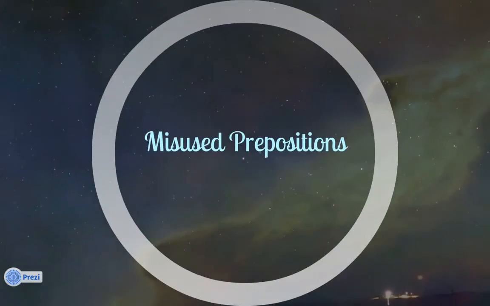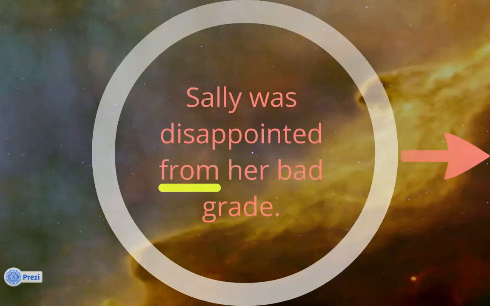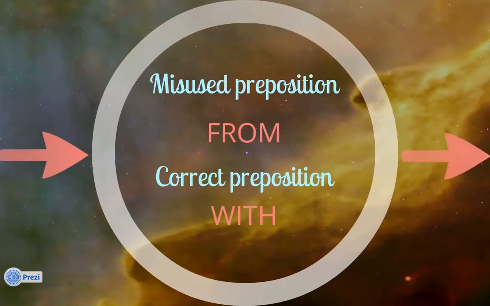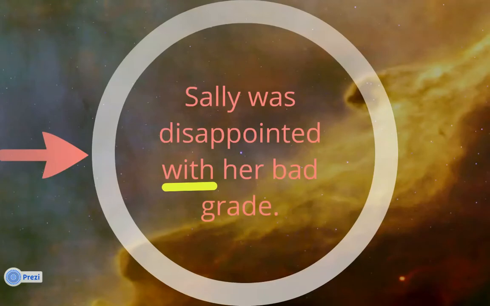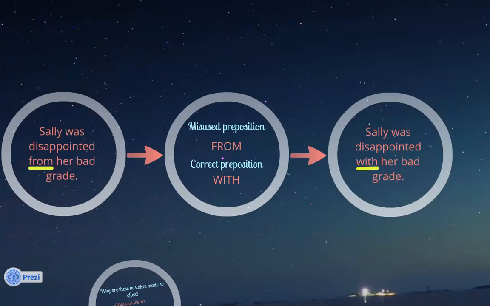So what problems do we run into when using prepositions? Primarily, they're just simply misused. Let's look at an example. Sally was disappointed from her bad grade. In this sentence, the misused preposition is from. The correct word should be with. Sally was disappointed with her bad grade. Sound a little better now?